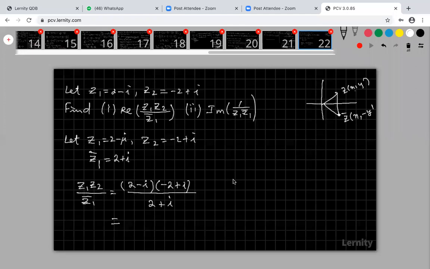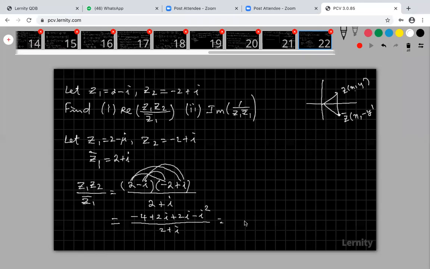If you feel it is difficult to remember the formula AC minus BD, it is confusing, then you directly multiply that. So you multiply 2 into minus 2, that is minus 4, 2 into i, so that is 2i. Okay, and again this i into minus 2, so minus into minus, plus 2i, and this i into this term, so that is minus i square. So therefore this is 2 plus i.